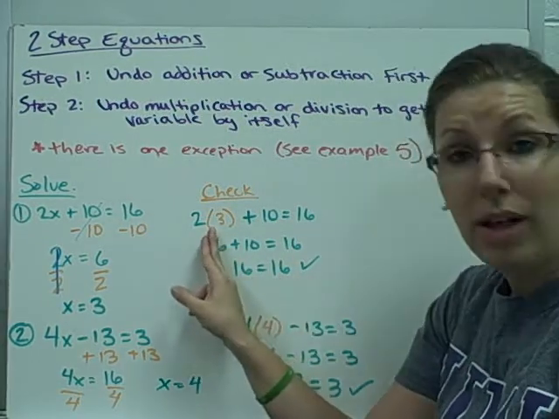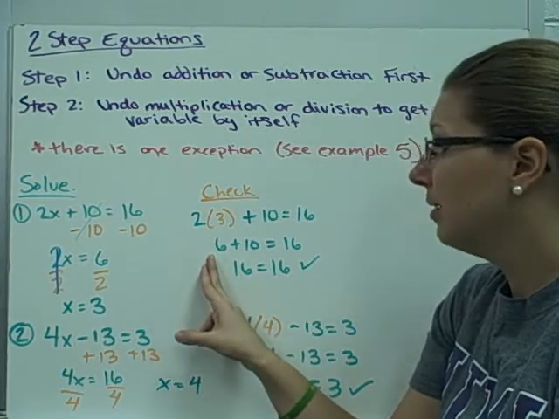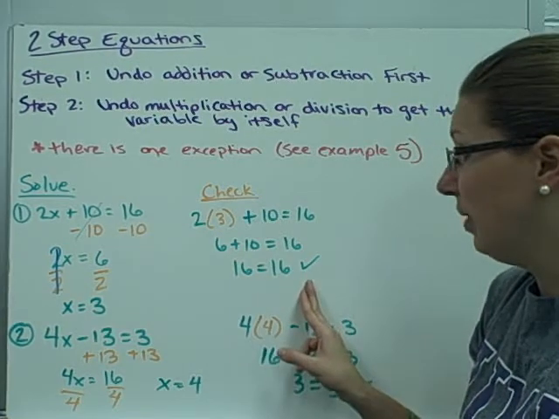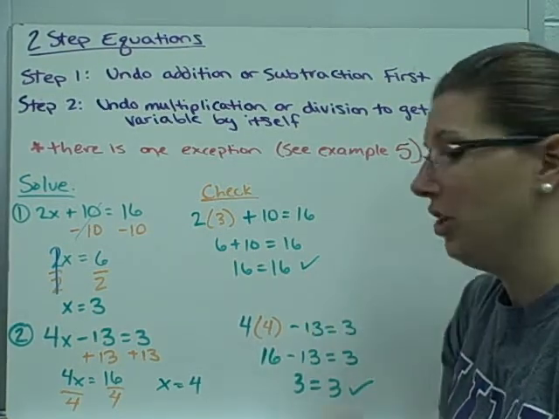So I'm going to multiply first. 2 times 3 is 6. Then add. 6 plus 10 is 16. So that's what I needed it to be. I'm on the right track.